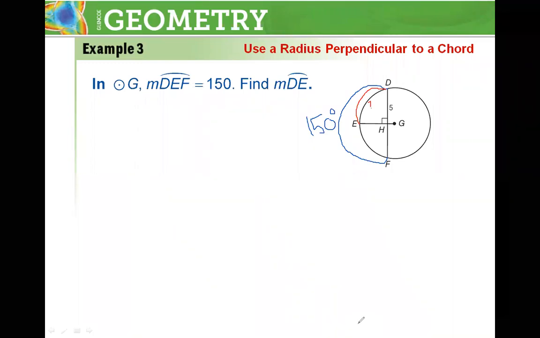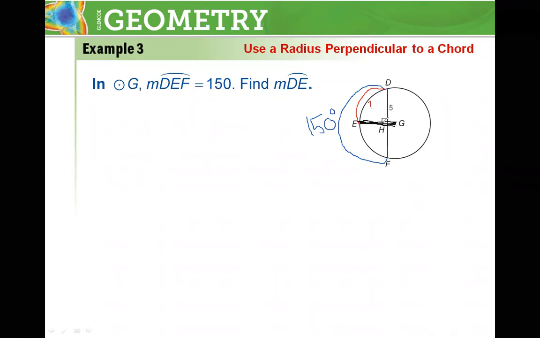In the circle G, we have the measure of arc DEF equal to 150. Find the measure of arc DE. 75. How did you get it? Because the whole measure is 150, and this line, which is called GE, is a radius. This is number one.